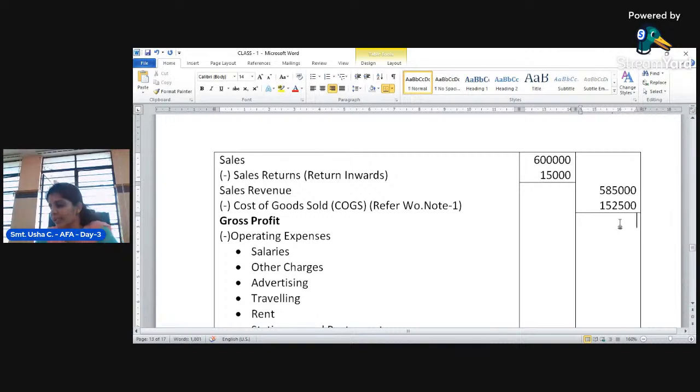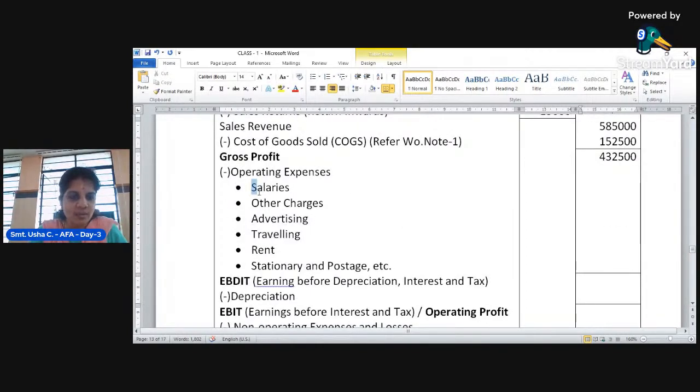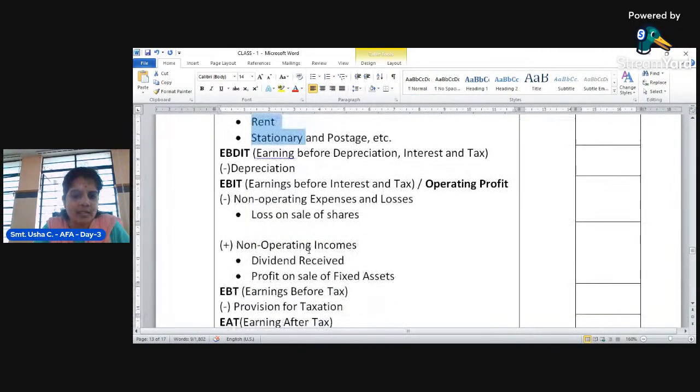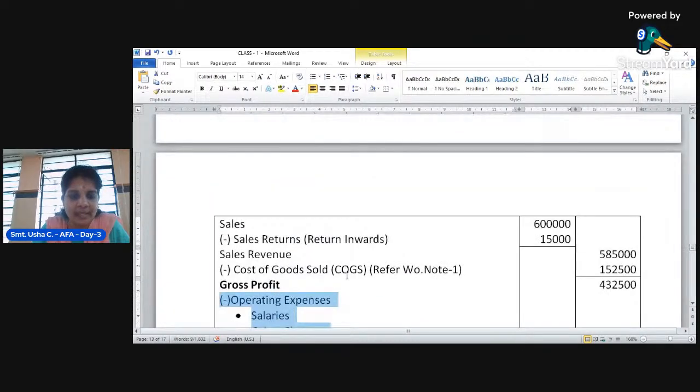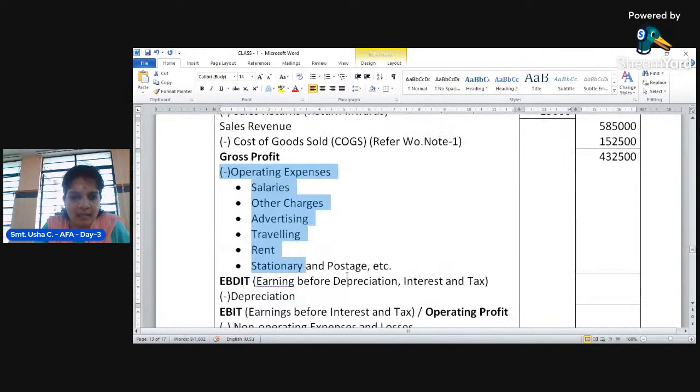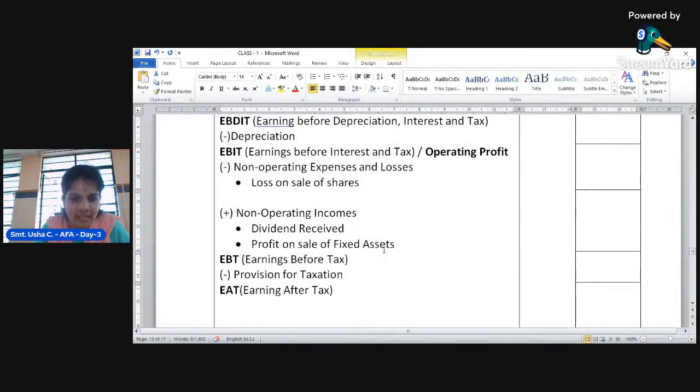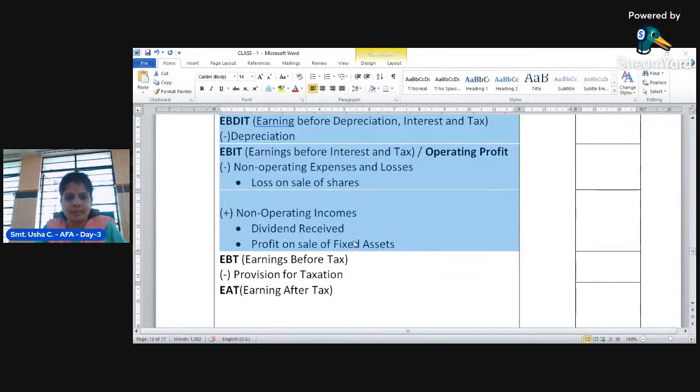Deduct this. The balance what you get is called as gross profit. Can you tell me how much it is? 4,32,500. Next, what we have to do? Let us do one thing. Instead of going for operating expenses, non-operating expenses, income, non-operating income, like that, we can take all the incomes will be added, before profit.